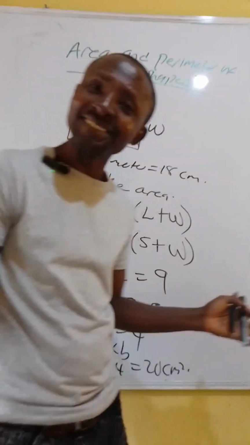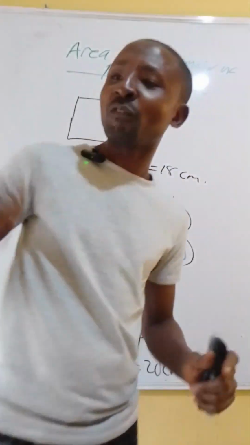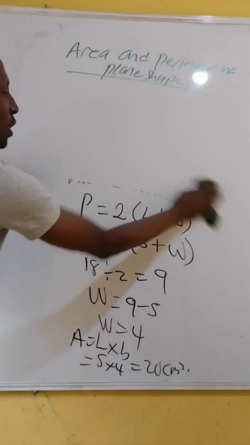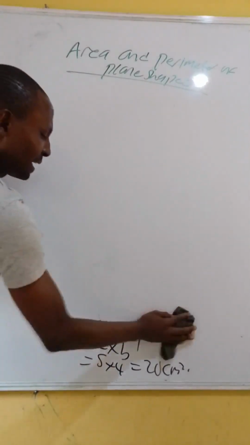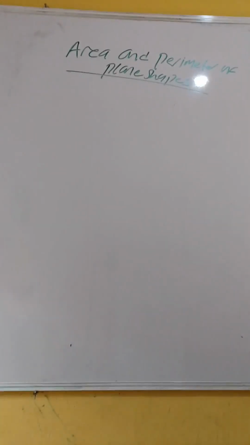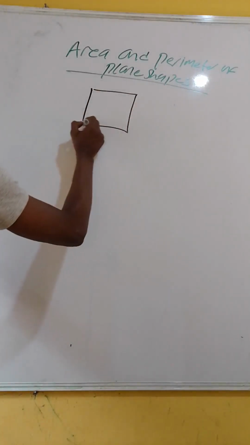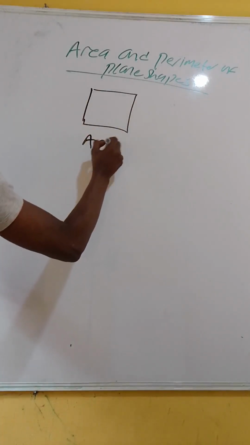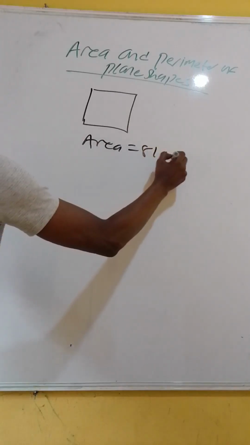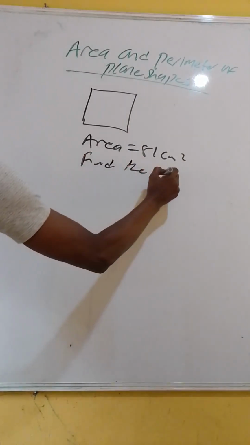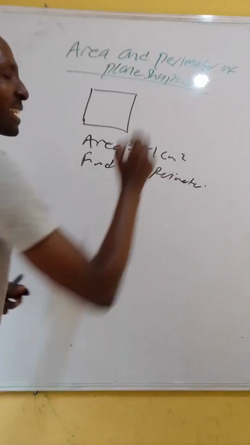I hope this is clear. On the rectangle, let's move on to square. I'm giving you some questions here on squares. Okay, the question on square. So we have a square. This is a square, and they gave us the area as 81 centimeters square. Find the perimeter.